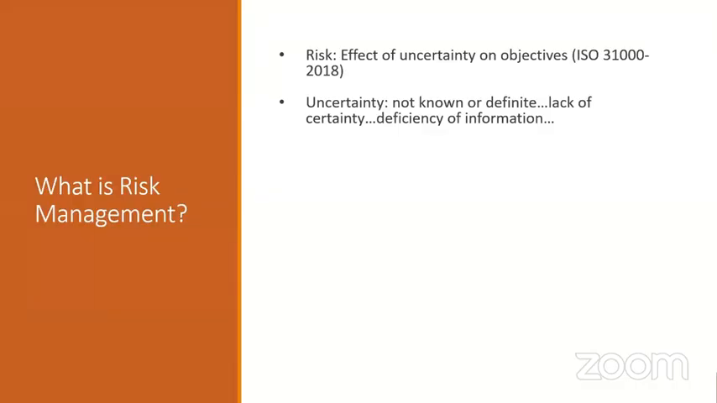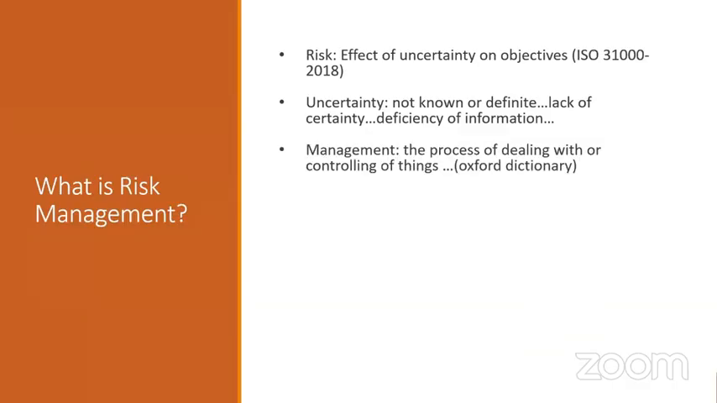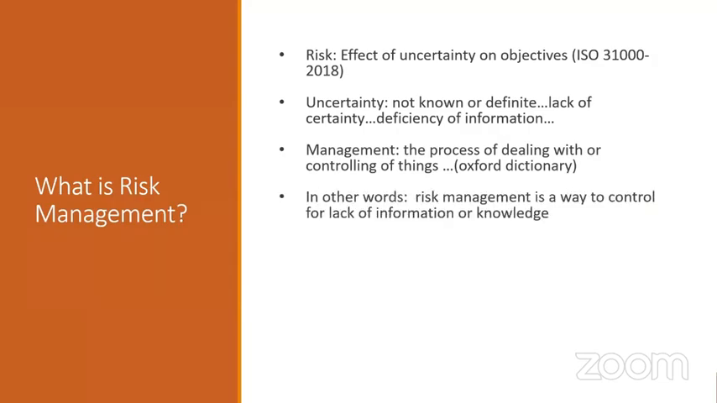So what is the effect of me not having sufficient information on what I want to accomplish, right? And this is an important aspect of risk management, in that what you're doing is you're looking to add information so that you can reduce your risk. Now, the term management is just controlling things, the process of dealing with controlling things. When you put them all together, what you have is risk management is simply a way to control for a lack of information or knowledge.